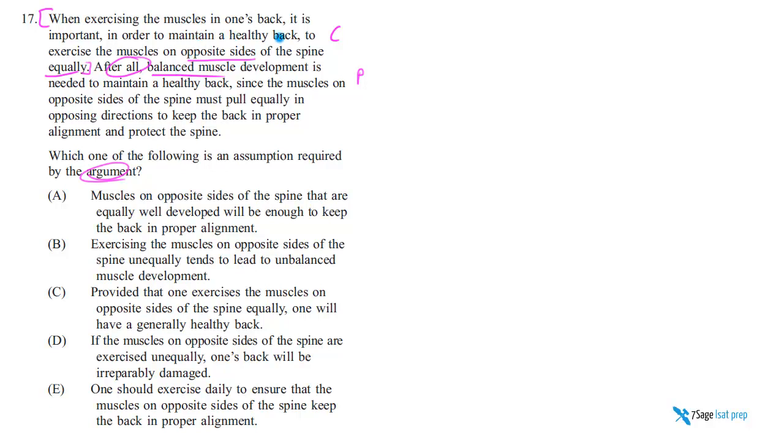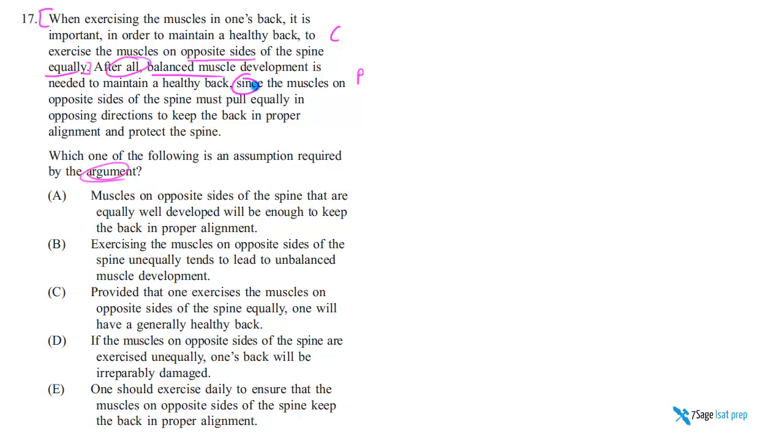In our conclusion, we said to maintain a healthy back, you need to exercise muscles on opposite sides of the spine equally. Now, is that the same thing as balanced muscle development? See, because then this premise tells us to maintain a healthy back, you need balanced muscle development. Can I have balanced muscle development if I don't exercise muscles on the opposite side of my spine equally? Right? Because the answer had better be no, you can't. Because if I could, then this premise won't support its conclusion. Because then what does this balanced muscle development have to do with exercising opposite sides of my spine equally?